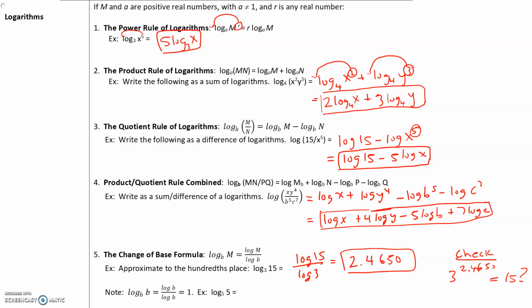Next property, if you have log base b of b, so the base and the term we're taking the log of are both the same, then this equals log of b over log of b according to the change of base formula, and that's equal to 1. So any time our base and the term we take the log of are the same, our answer is always 1. So log base 5 of 5 is going to equal 1.